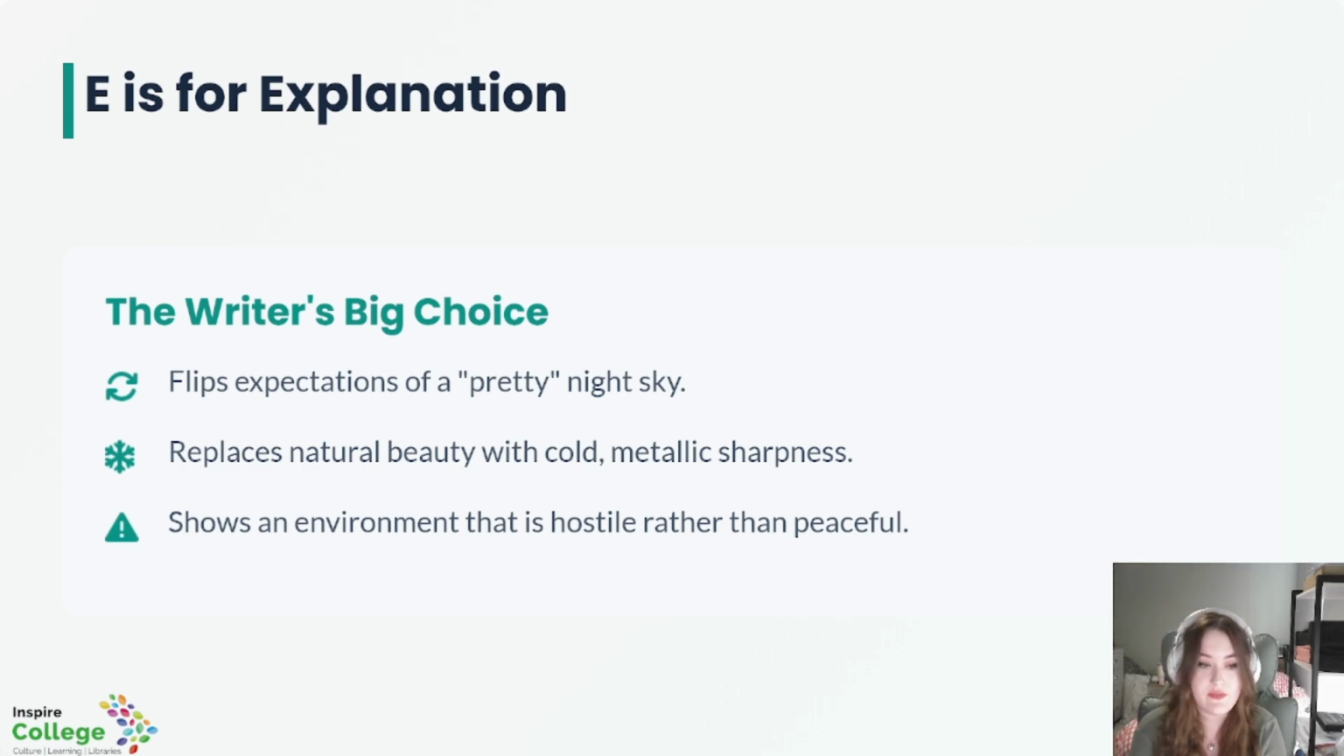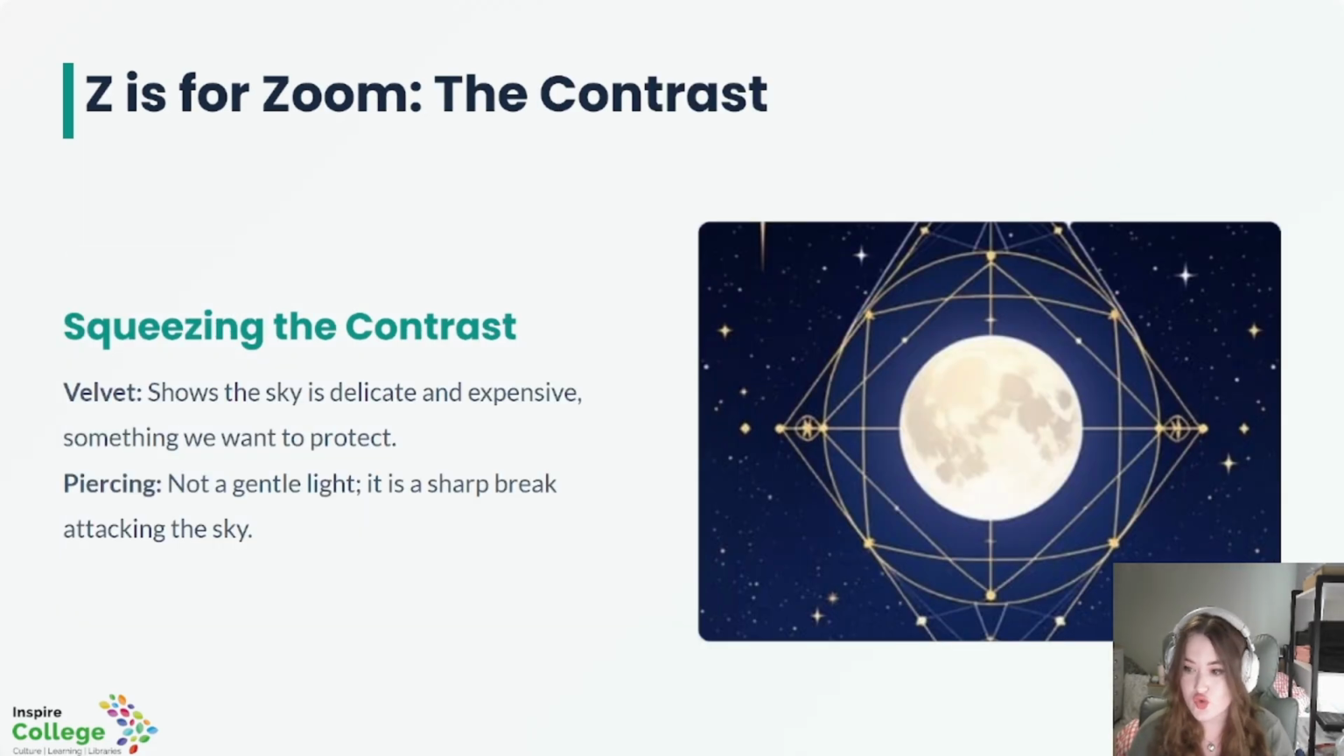So I would say something along the lines of, the writer uses the metaphor to flip our expectations of a pretty night sky. By using the image of needles, they replace a natural, peaceful scene with a feeling of cold, metallic sharpness. This tells the reader that the environment is not a place of comfort, but a place that might instead feel hostile. Z is for zoom.